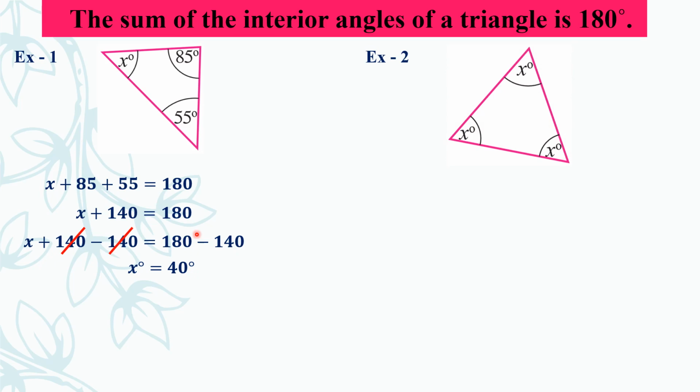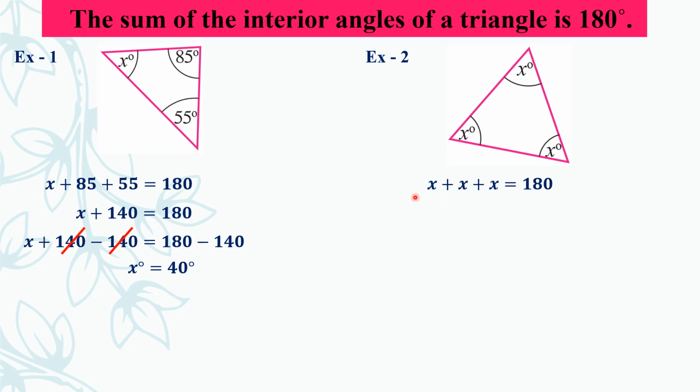And second example, again you have to find the value of x. How can you find the value of x? First thing is you have to write a simple equation by using these three angles. We have equal angles x, x, x. So the relationship is x plus x plus x is equal to 180.